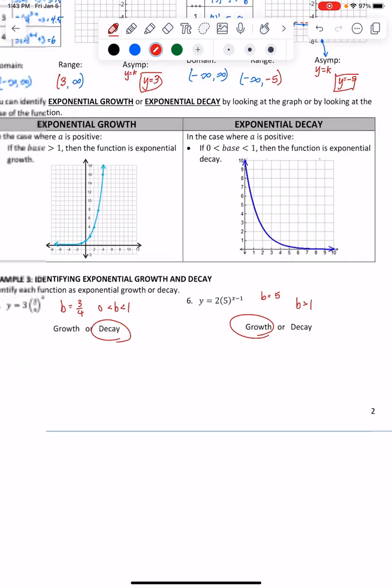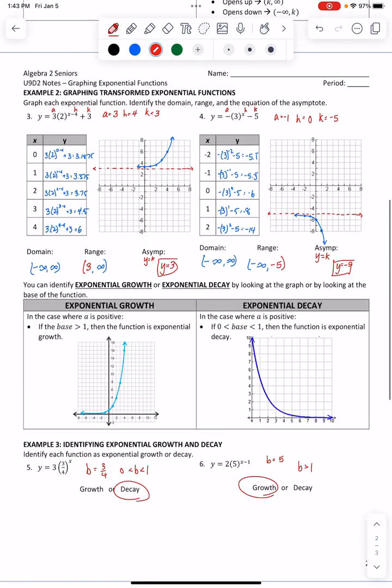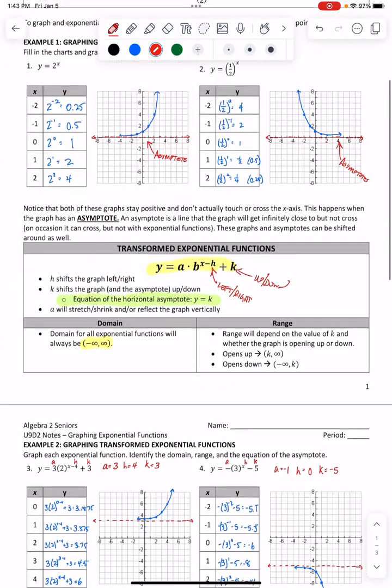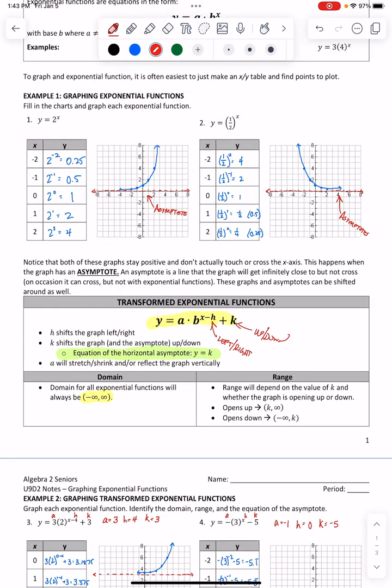All right, so that's how we're going to graph exponential functions, all that stuff. So take advantage of that calculator. Try out your homework. Let us know if you have any questions.